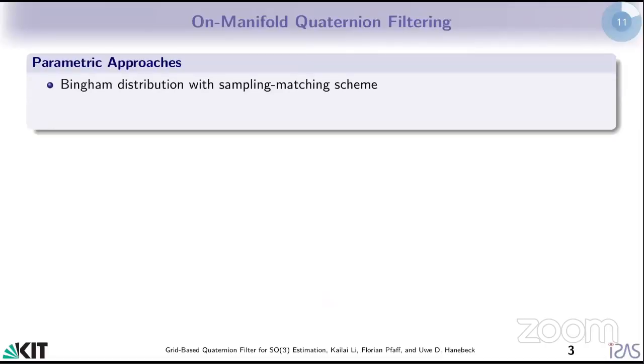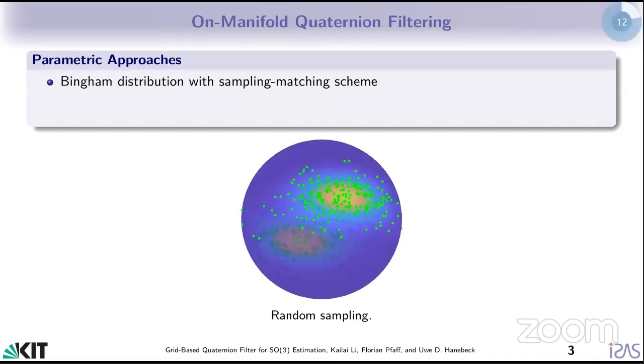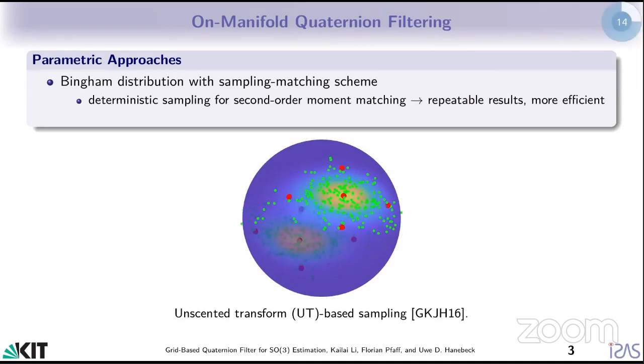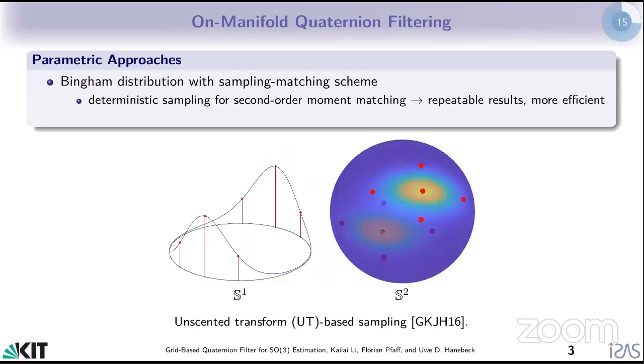The Bingham distribution does not have a closed-form solution for computing the normalization constant of the density. Therefore, the Bingham-based filters usually rely on schemes of sampling and matching up to the second-order moment. As random samples lack efficiency and cannot reproduce the results, deterministic sampling approaches are proposed. For instance, one can take the idea of the unscented transform, namely an approximation up to the second-order moment, to have one pair of samples on each principal direction.